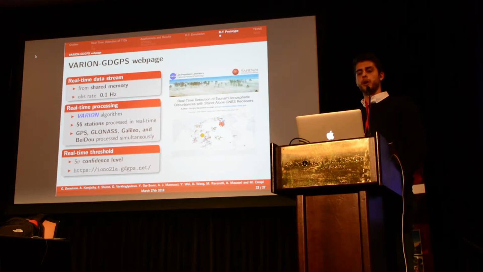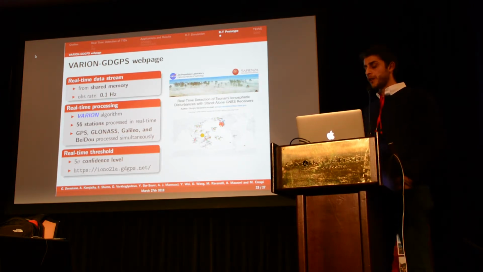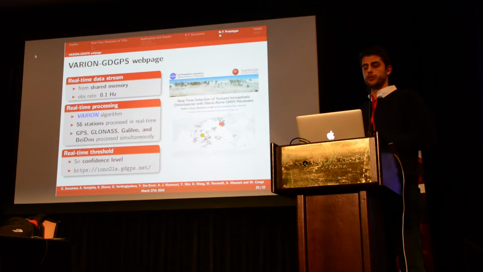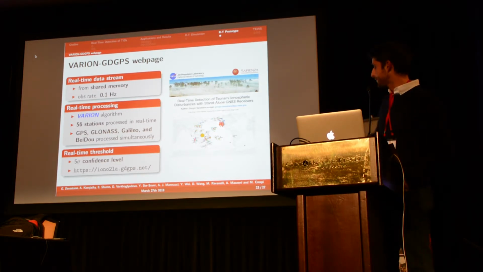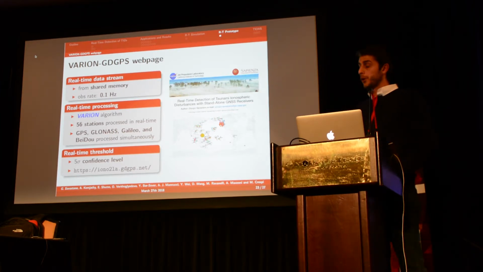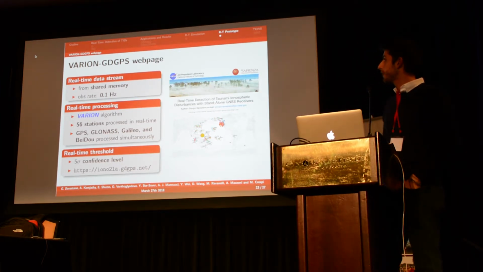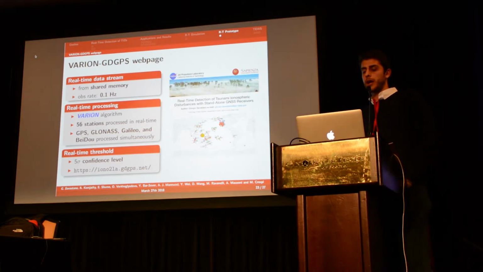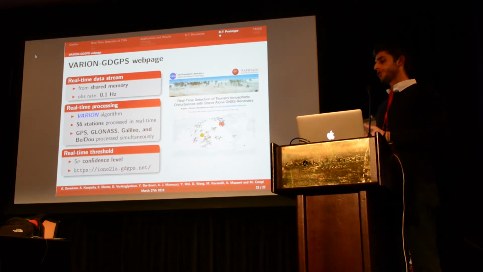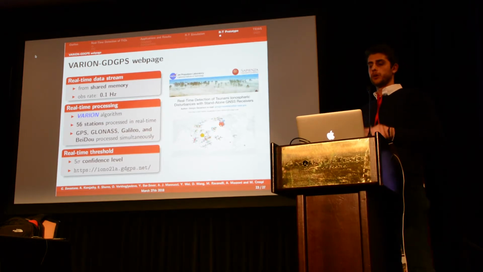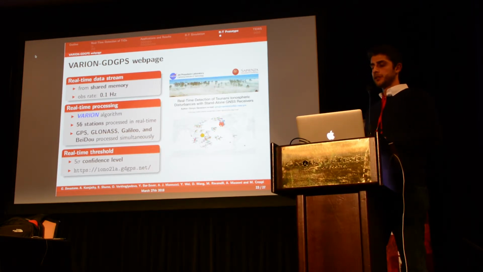I want to show you our new effort in collaboration with the GDGPS group at JPL, where we are actually processing real time 56 stations focusing on the Pacific area. We are processing 4 constellations: GPS, GLONASS, Galileo, and Beidou. And so we are now on the stage 1 when we are able to obtain this TEC time series in real time. We don't have yet the capability of detecting tsunami.